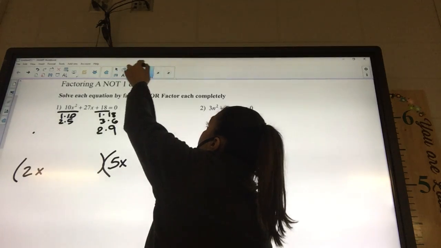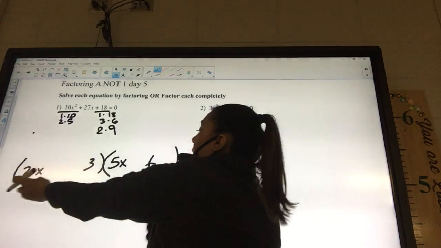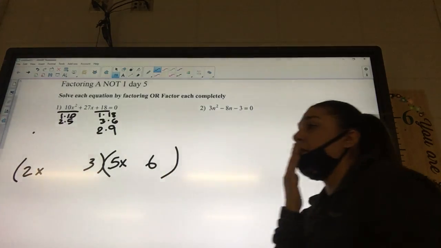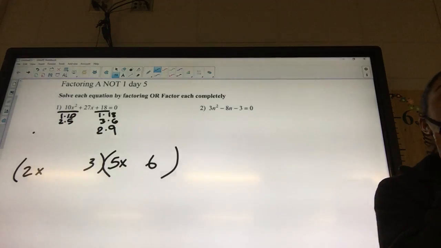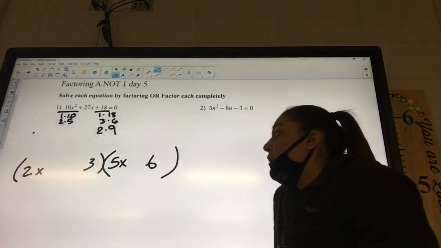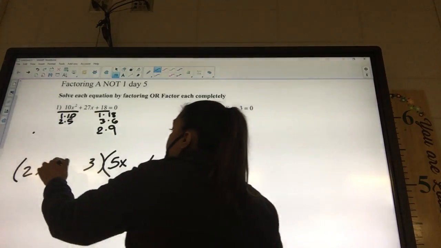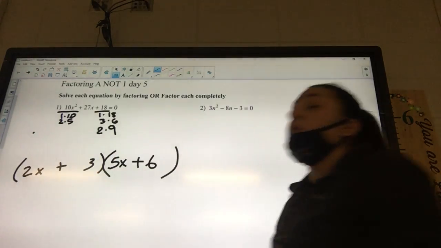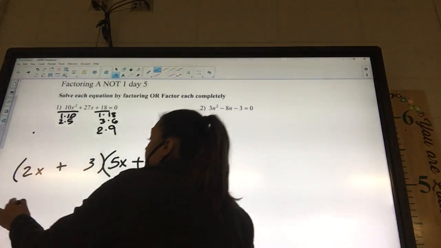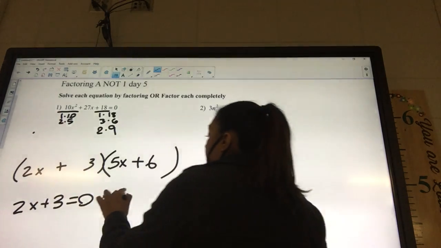3 and 6. Inside, 15 and 12. Would that give you 27? Yeah. And how could I get a positive 27? Plus, plus, plus. Okay, do we stop or keep going? You keep going because it's a 0. We have to keep going. So we're going to say 2x plus 3 equals 0.